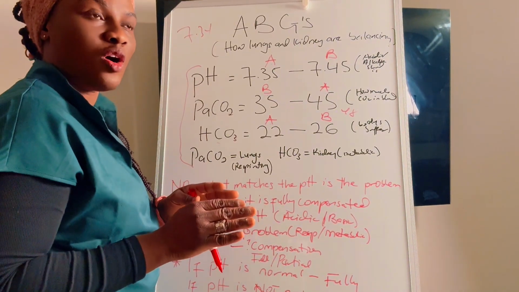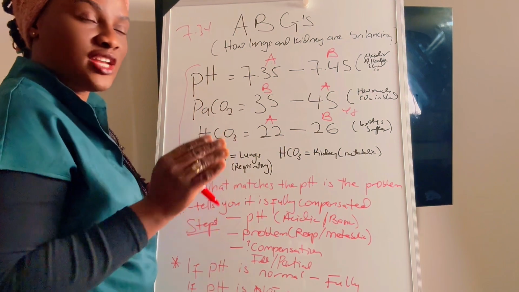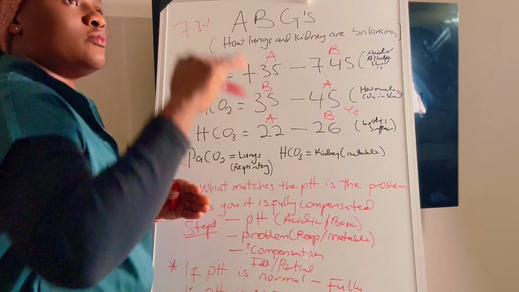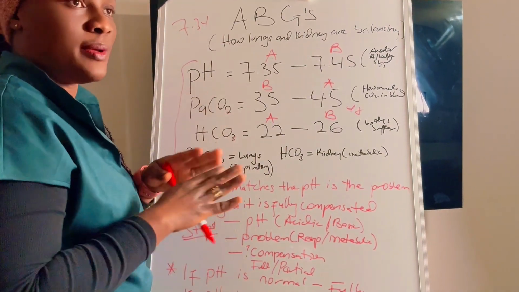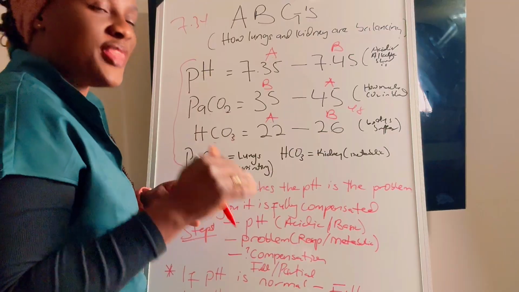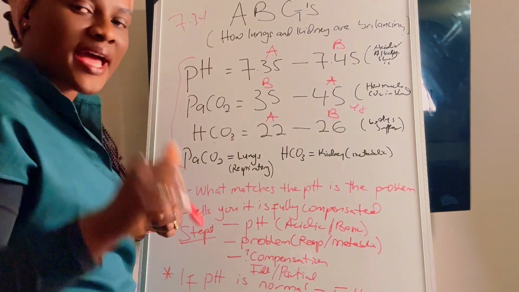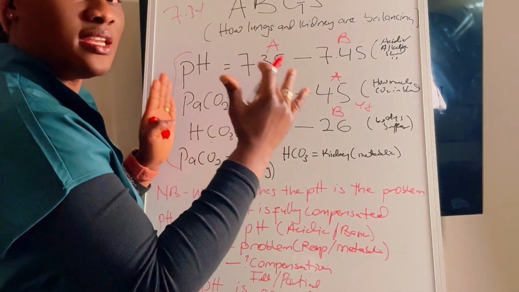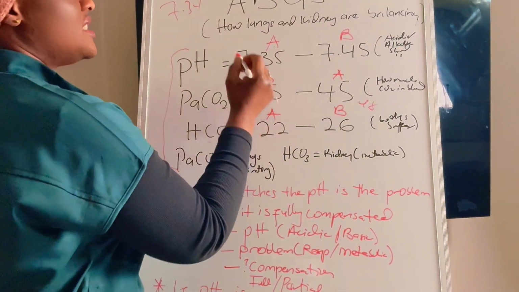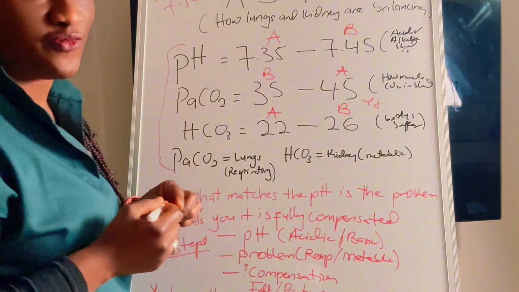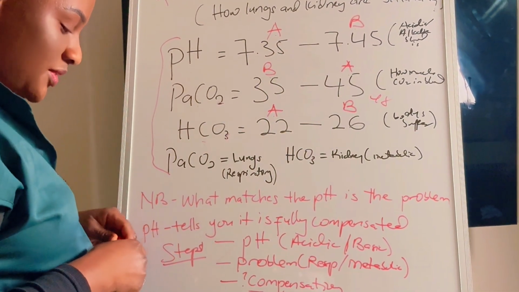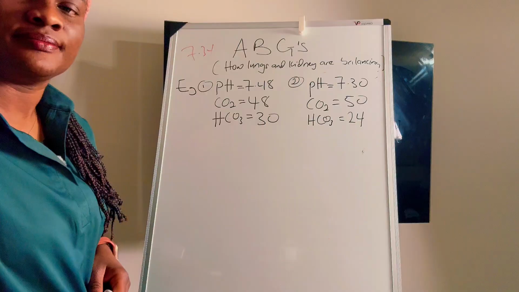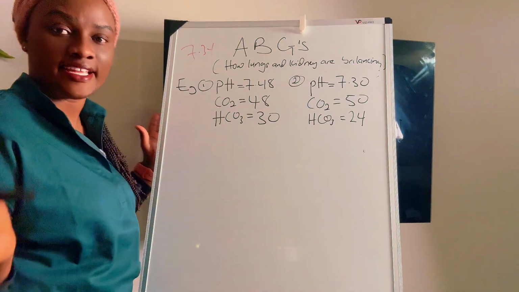If the other one that is not the problem stayed normal, it means it is uncompensated. But if it went up or down, abnormal from its normal value, then it is partially compensated. But it only becomes fully compensated when the pH is within normal, meaning when the pH is 7.35 to 7.45. Okay? So, hope you get this. All right? Let's continue. Let's look at an example here.